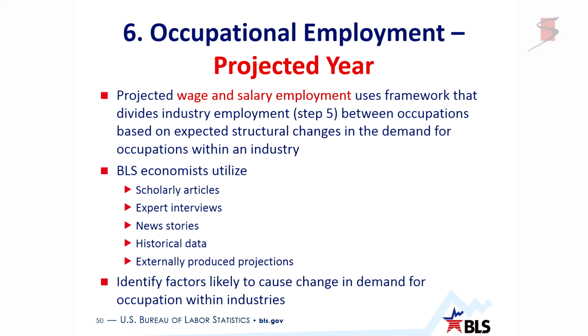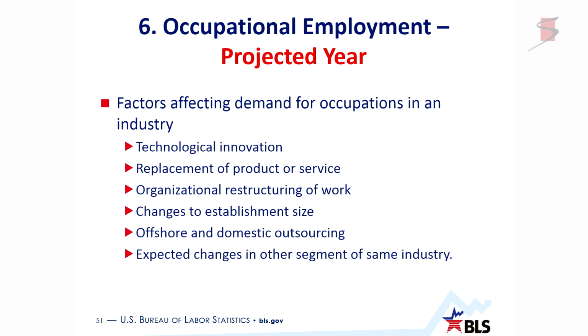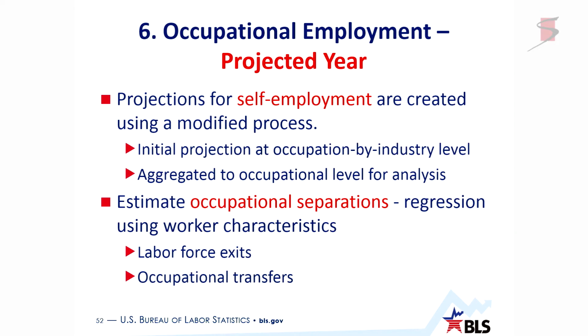So how do we get these expected changes? Well, BLS economists utilize different data sources, like articles in the literature, expert interviews, news stories, and so forth. And then they also identify certain factors that are likely to cause changes in occupational demand within industries. Some of these factors might be changes in technology, so for example, 3D printers that might affect things, changes in offshore and domestic outsourcing, replacements of products and services, and so on. So they take all this into account and then produce the occupations across the industries.